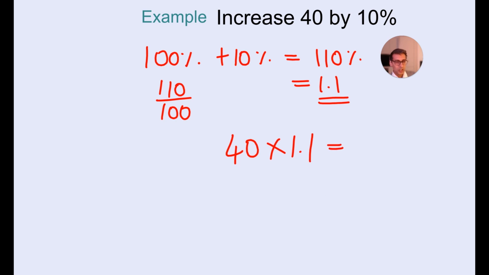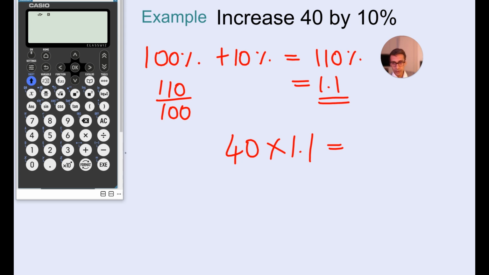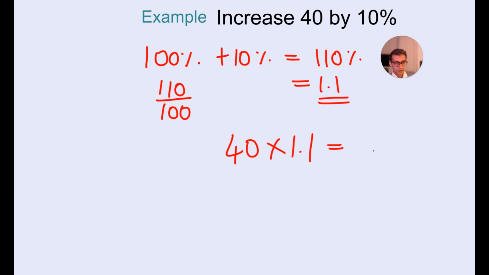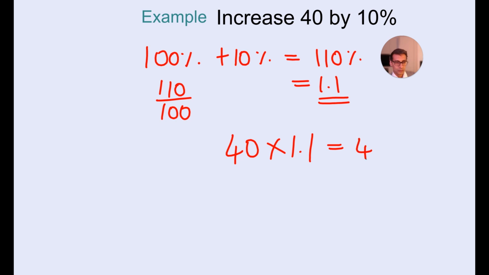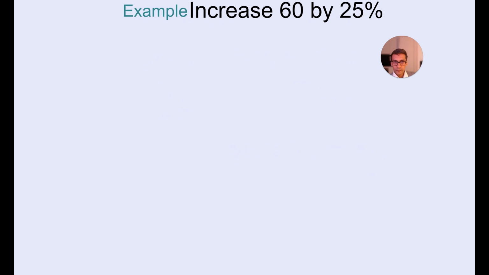Now the first question, you could probably do this in your head, but this is just an example to get you started. So on your calculator, you are going to put 40 times 1.1 equals 44. So we're going to just copy that from the calculator, 44. That's our answer. Here comes the next question.